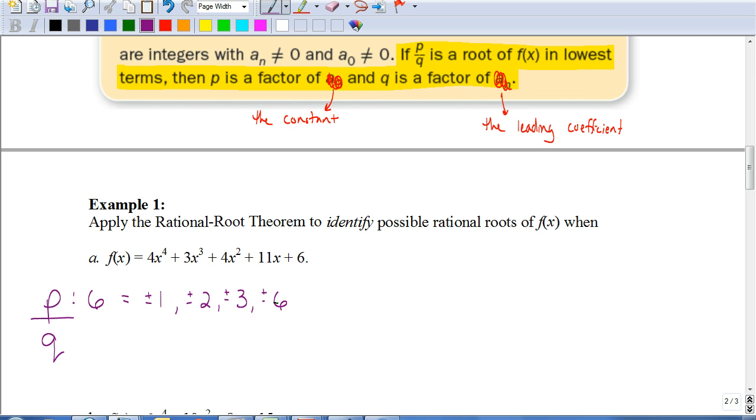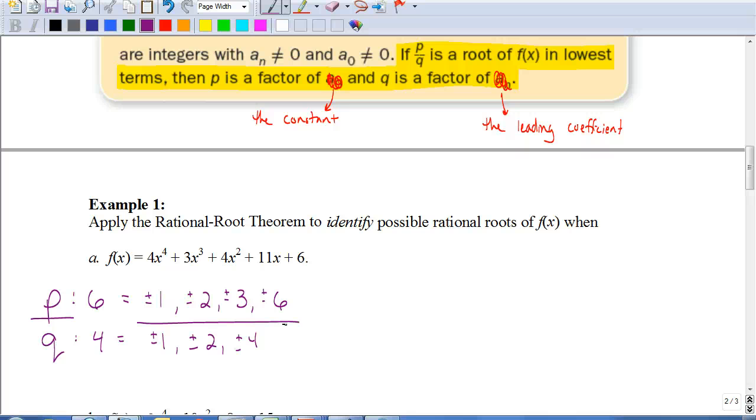Now, q is going to represent the factors of the leading coefficient. So the denominator here is going to be the factors of 4, which would be plus or minus 1, plus or minus 2, or plus or minus 4, because 1 times 4 is 4, 2 times 2 is 4, and we can have negative 1 times negative 4, and a negative 2 times a negative 2 would all give us 4. Now remember, this is a ratio of p over q, so in other words, my numerators for all my potential rational roots would be the 1, 2, 3, and 6. My denominators for the possible rational roots would be 1, 2, and 4.